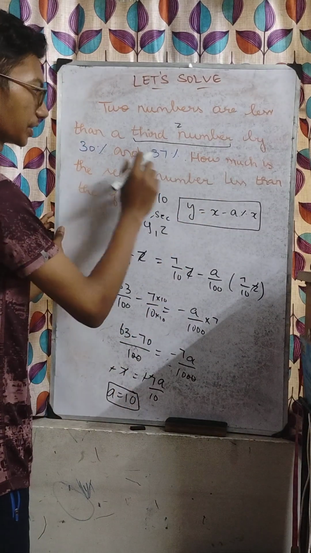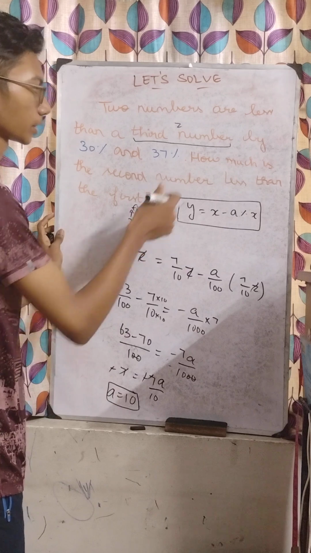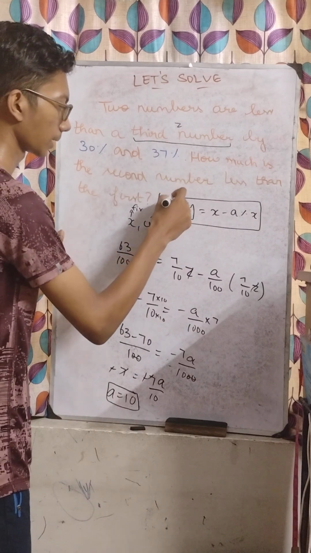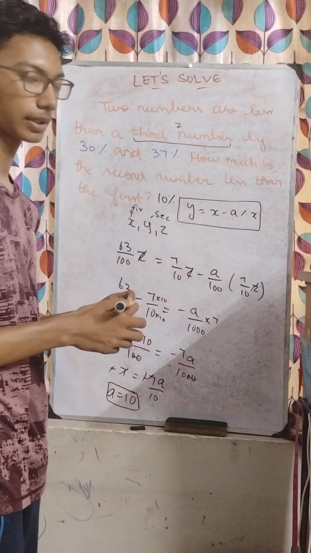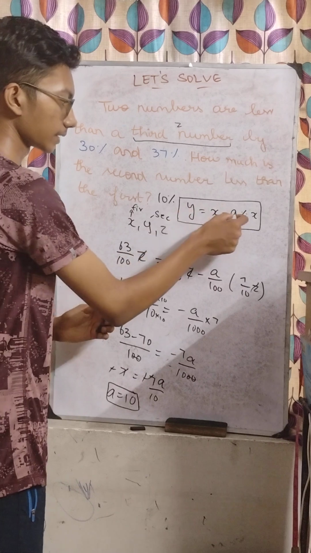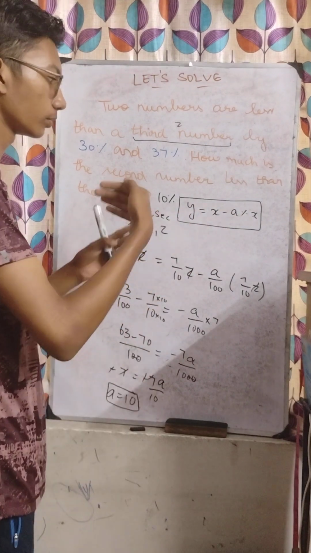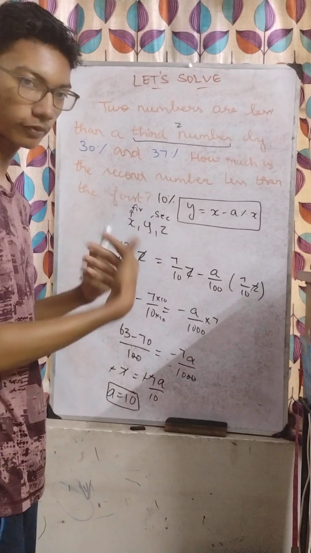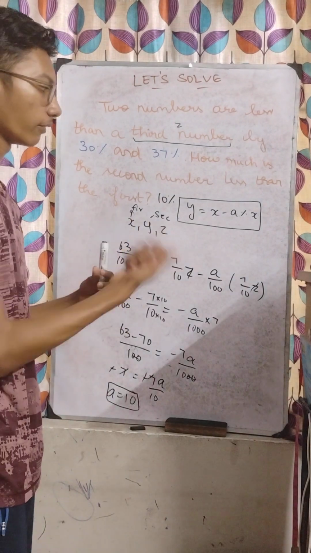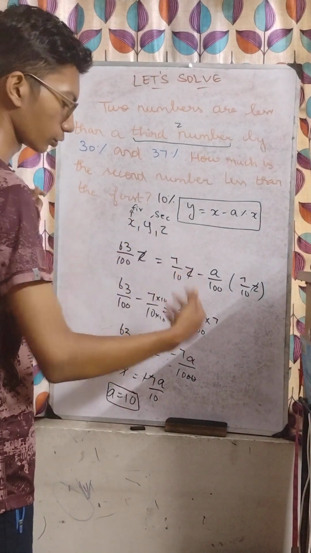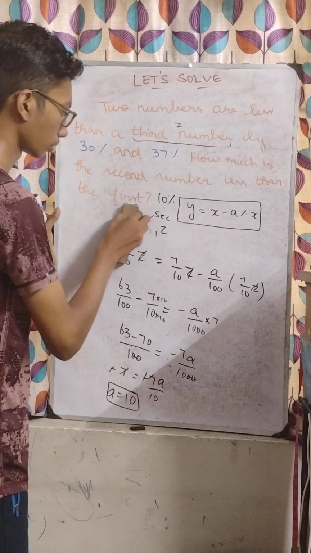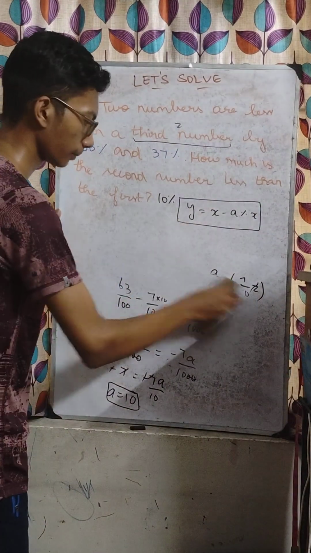So how much is the second number less than the first? The second number is 10% less than the first number. That is, y is 10% less than the number x. If we deal with this even further, we can also find the value of x, y and so on. So this is about this problem.